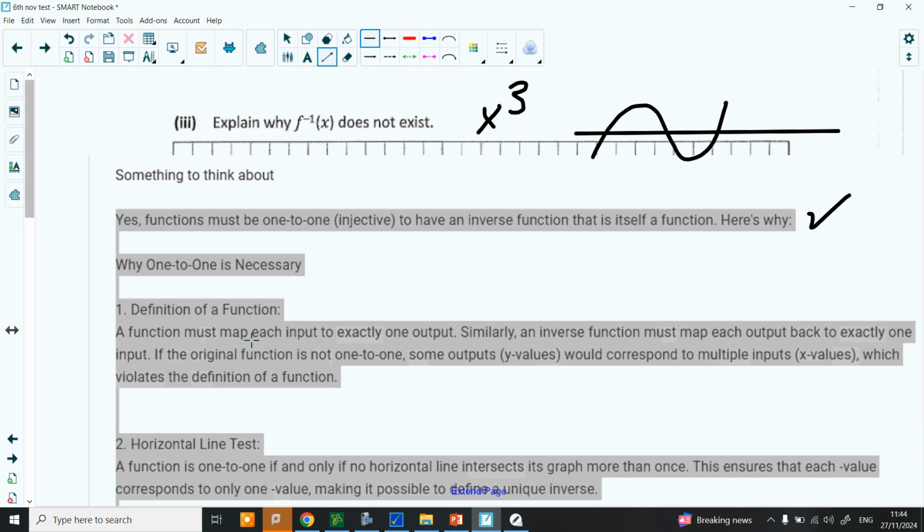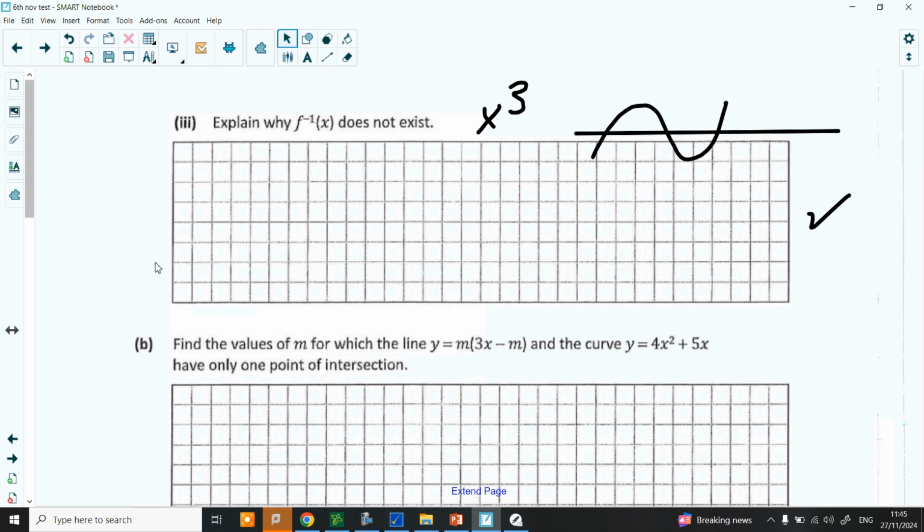Okay, if you want the explanation, a function must map each input onto exactly one output. Similarly, the inverse function matches each output back to exactly one input. In the case of a cubic, this cannot be the case because for the same output there can be up to 3 different inputs. The end. All right, just the first couple of lines would have done that.